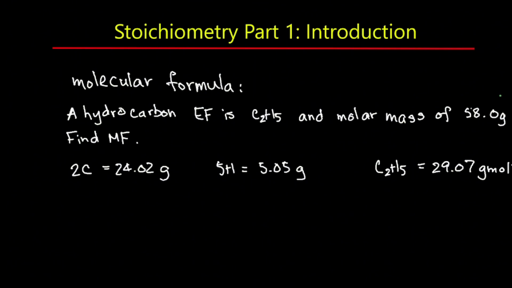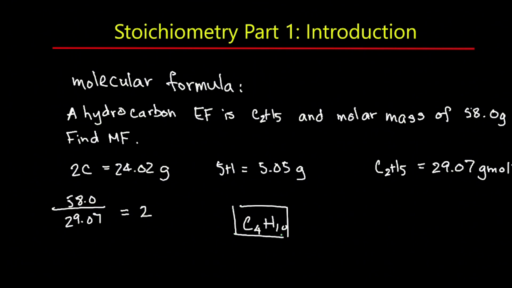And then the next step would be to find the whole number multiplier. To do that, we divide the molar mass of the hydrocarbon by its empirical mass. So we have 58.0 over 29.07, and that gives us around a whole number multiplier of 2. Therefore, if we multiply the empirical formula by 2, we end up with C4H10, which is our molecular formula.